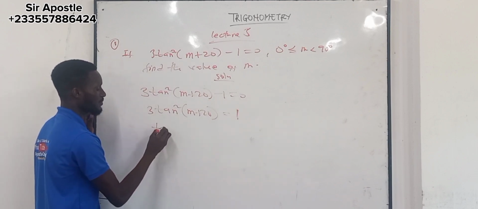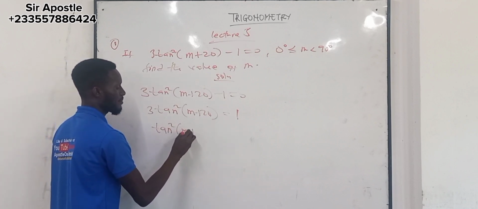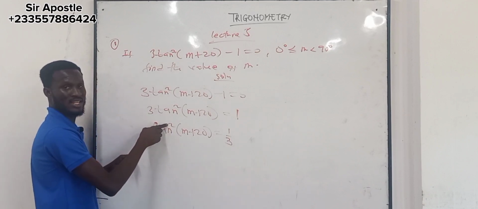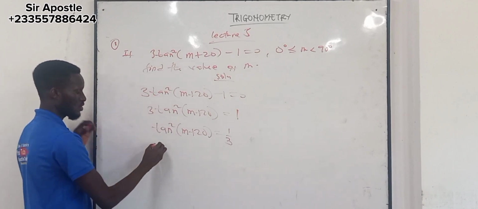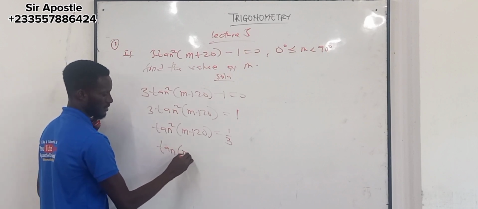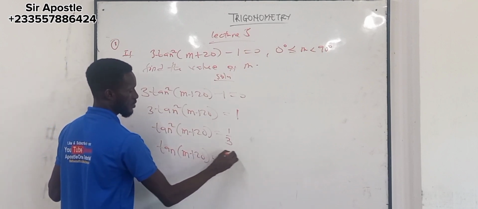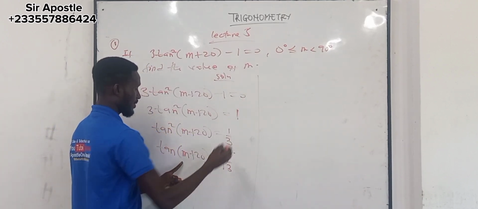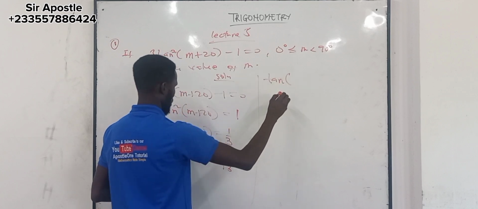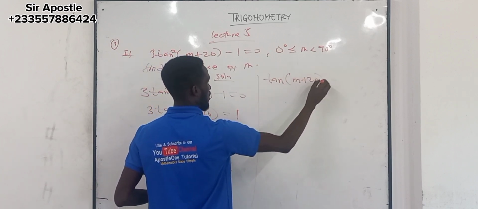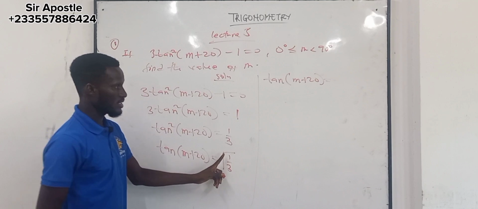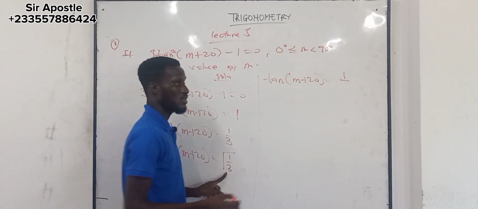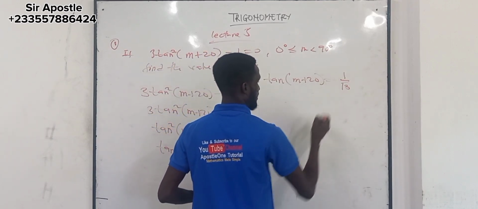So I'm going to get tan square of m plus 20 equals 1 out of 3. Now from here, I will clear the square by square rooting both sides. Square root of 1 out of 3. Now what is square root of 1 out of 3? The square root will affect the 1, square root of 1 is 1. The square root will affect the 3, square root of 3 is root 3.